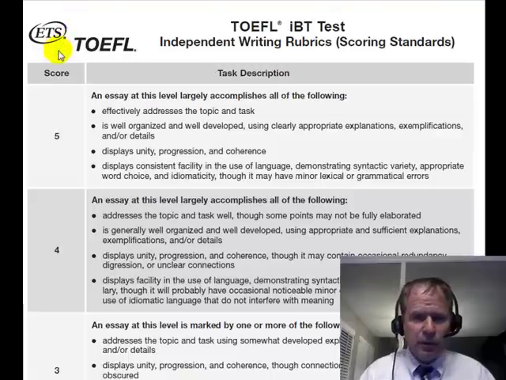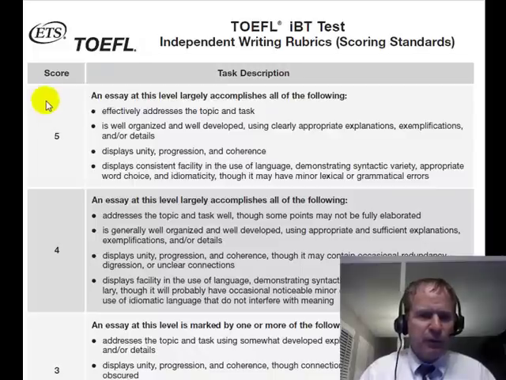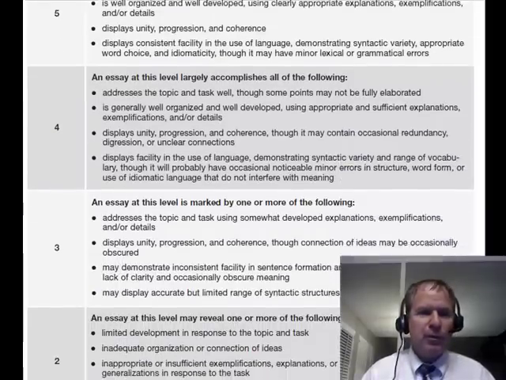Alright, let's take a look at the TOEFL iBT independent writing rubrics of scoring standards. So let's take a look at each criteria here. Effectively addresses a topic and task, is well organized and well developed. Displays unity, progression, and coherence. No. Let's move down to number 4. So I'm going to say you don't do that very well. So let's go to number 4.